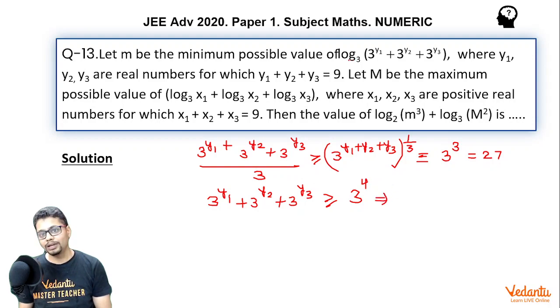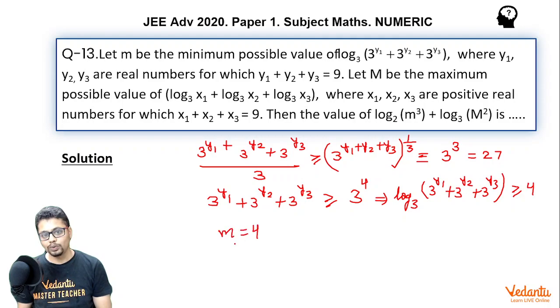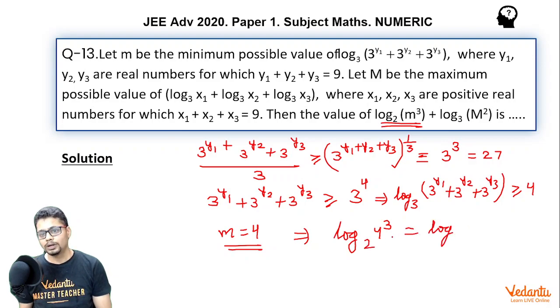So the minimum value of log base 3 of this whole thing would be 4. So that means I get small m equal to 4. That essentially means this term of the expression, log m cube base 2, will be log of 4, which is 2 square, so 2 square to the power 3 is 2 to the power 6, base 2. So basically it becomes 6.